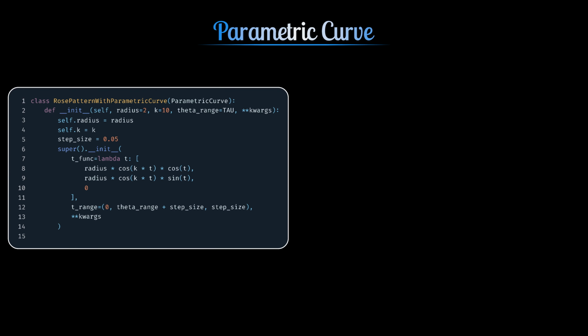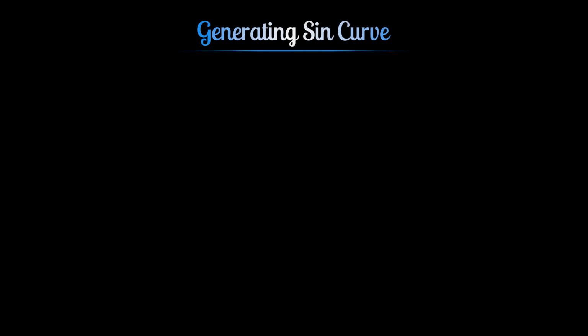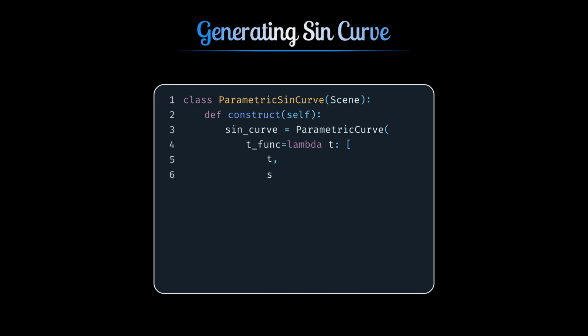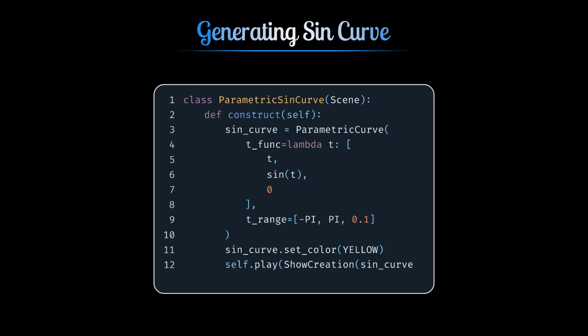Let's try to understand its working by displaying a simple curve, a sine curve for example. So, first as usual, I define a variable sine_curve and instantiate it with the class ParametricCurve and specify the function with its range as arguments. You see, from lines 4 to 8, the function returns an array of 3 elements. These 3 elements are the x, y, and z coordinates respectively at a particular t value. I'll just demonstrate what I meant by that.